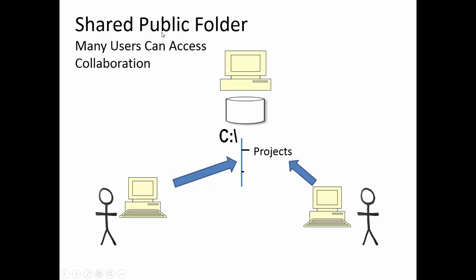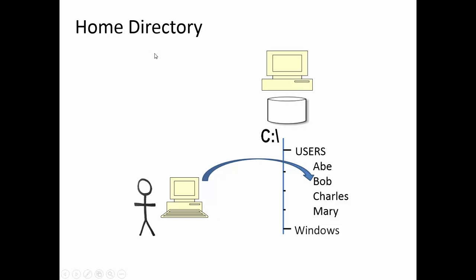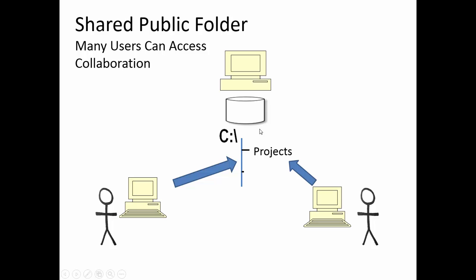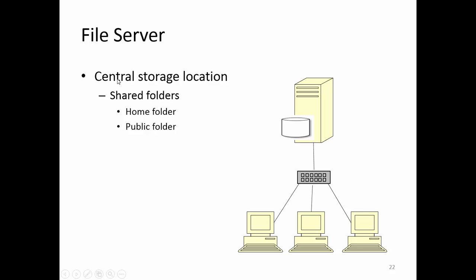A shared public folder is a folder that many users can access. Now, in my previous example, Bob and only Bob can access his folder up on the server. But you could also have shared folders on the server which can be accessed by many users. And the reason you do that is so many people can work on the same project together, and when many people are working on the same project together, that is called collaboration.